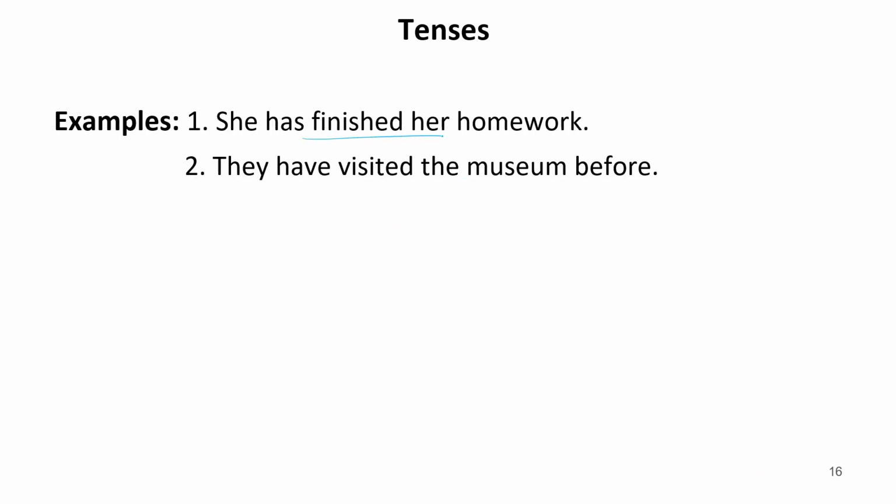She has finished her homework. Now I just know that she has finished her homework. When did she complete it? No one knows. When did she do it? When did she finish it? No one knows. We only know that the homework has been completed. That is why this should be written in present perfect tense.